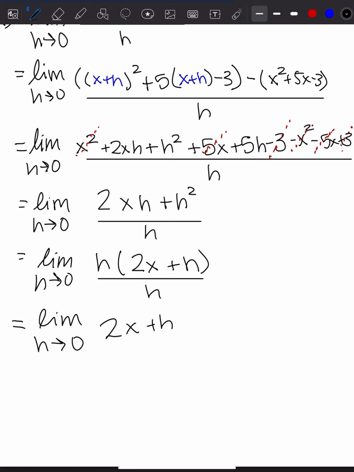Oh no! I've made the unfortunate pitfall of forgetting one of my terms. We have a 5h here. So I'm going to add 5h into this. The only thing that changes is right here, instead of having a plus h by itself here, I also have a plus 5.